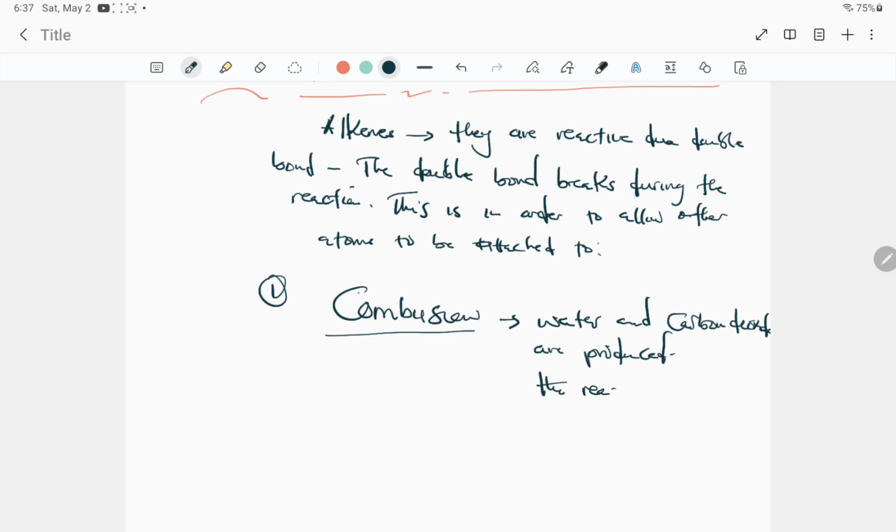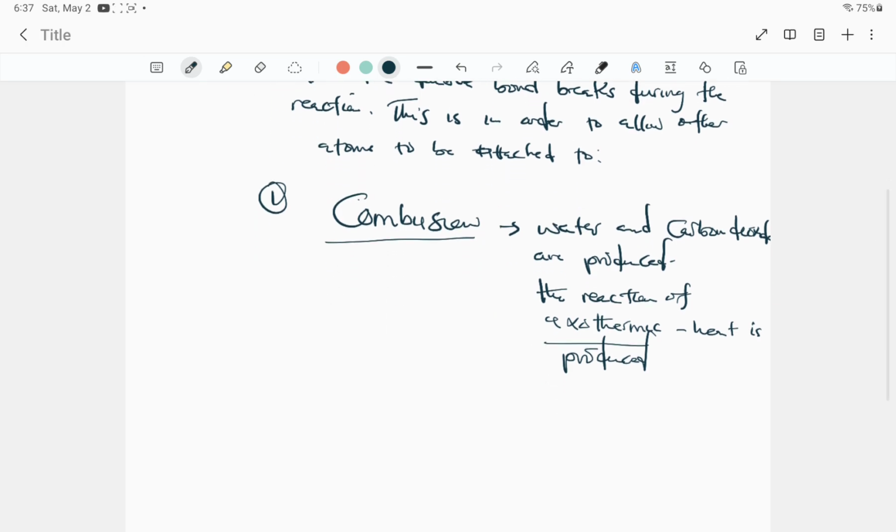The reaction is exothermic. So when you say exothermic, it means heat is produced. So an exothermic reaction is a reaction where heat is produced. So that's a simple explanation on alkenes and the chemical properties.